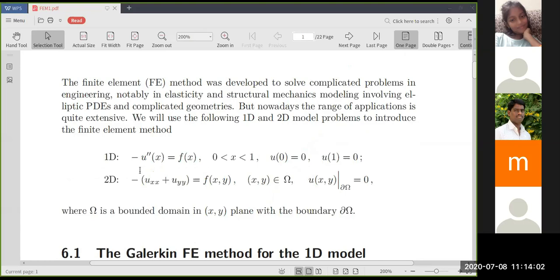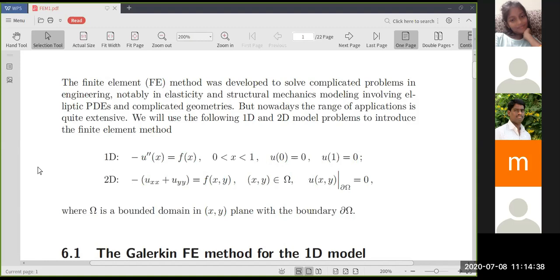Usually in this talk I am going to restrict myself to an ordinary differential equation. So consider this ordinary differential equation, minus u double dash equals f of x, which is an elliptic equation with the boundary conditions u of 0 is 0, u of 1 is 0, zero boundary condition. Of course you can extend this to two dimensions, minus (u_xx plus u_yy) equals f of x, y, where (x, y) belongs to omega, and on the boundary the function u vanishes, u is 0 on the boundary. We are expecting omega to be a bounded open domain in the xy plane with boundary dou omega.